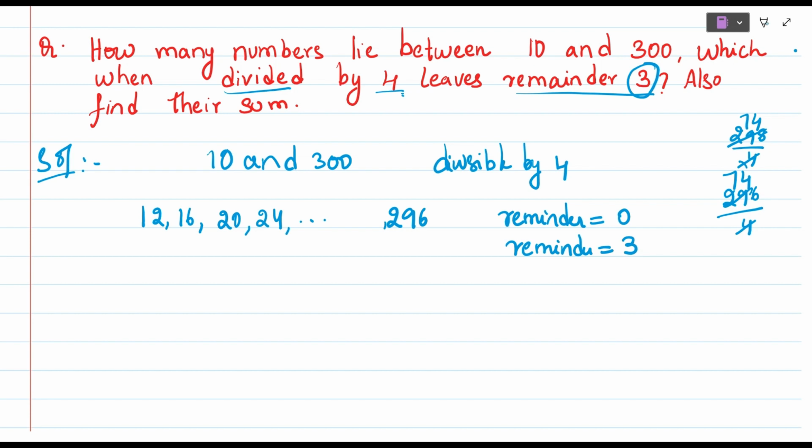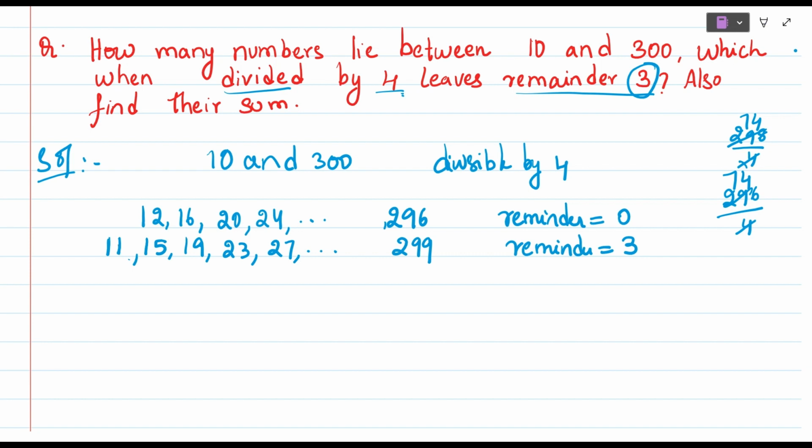Okay. So 12 plus 3 how much? 15. 16 plus 3 how much? 19. Okay. 23. 27. So on. And last number 299. But here 15 is not the first number. Okay, so before this we will have 8. 8 plus 3 how much? 11. So 11 is between 10 and 300 now. So 11 also we have to take.